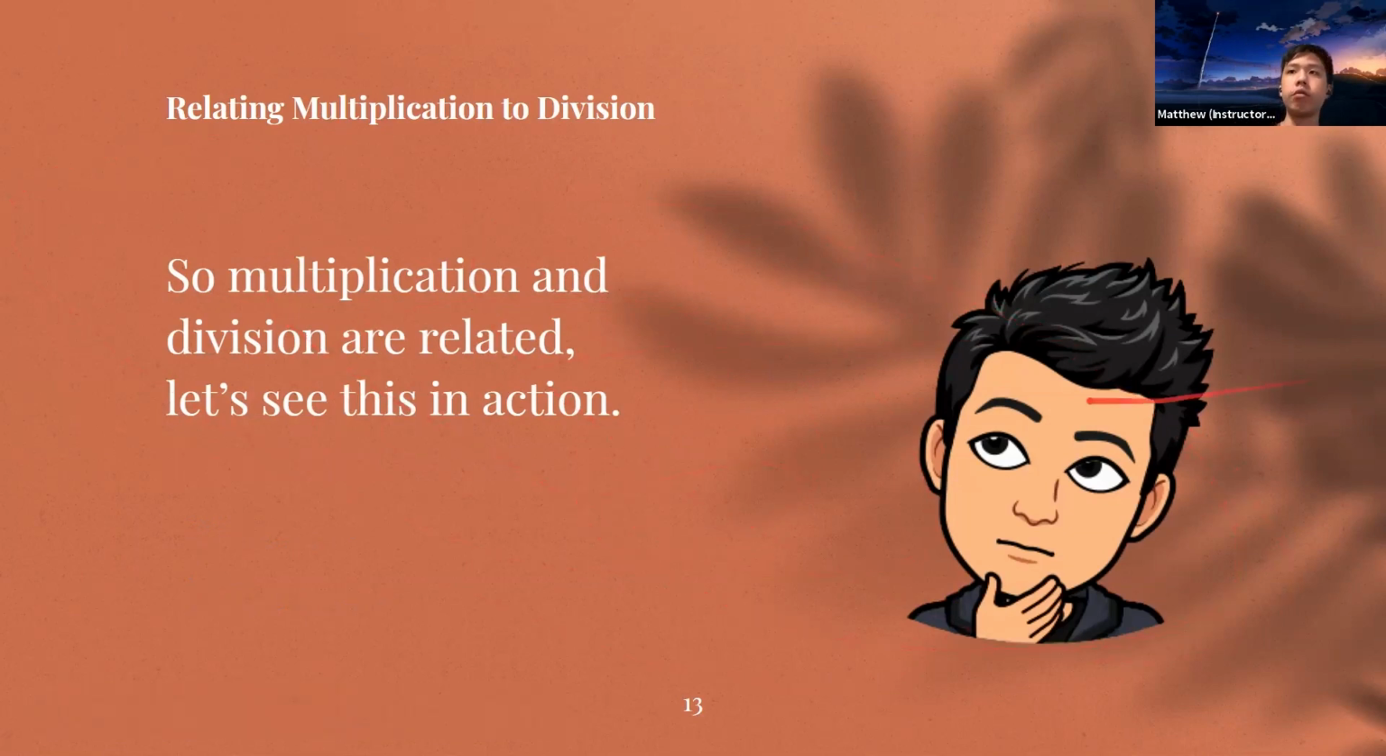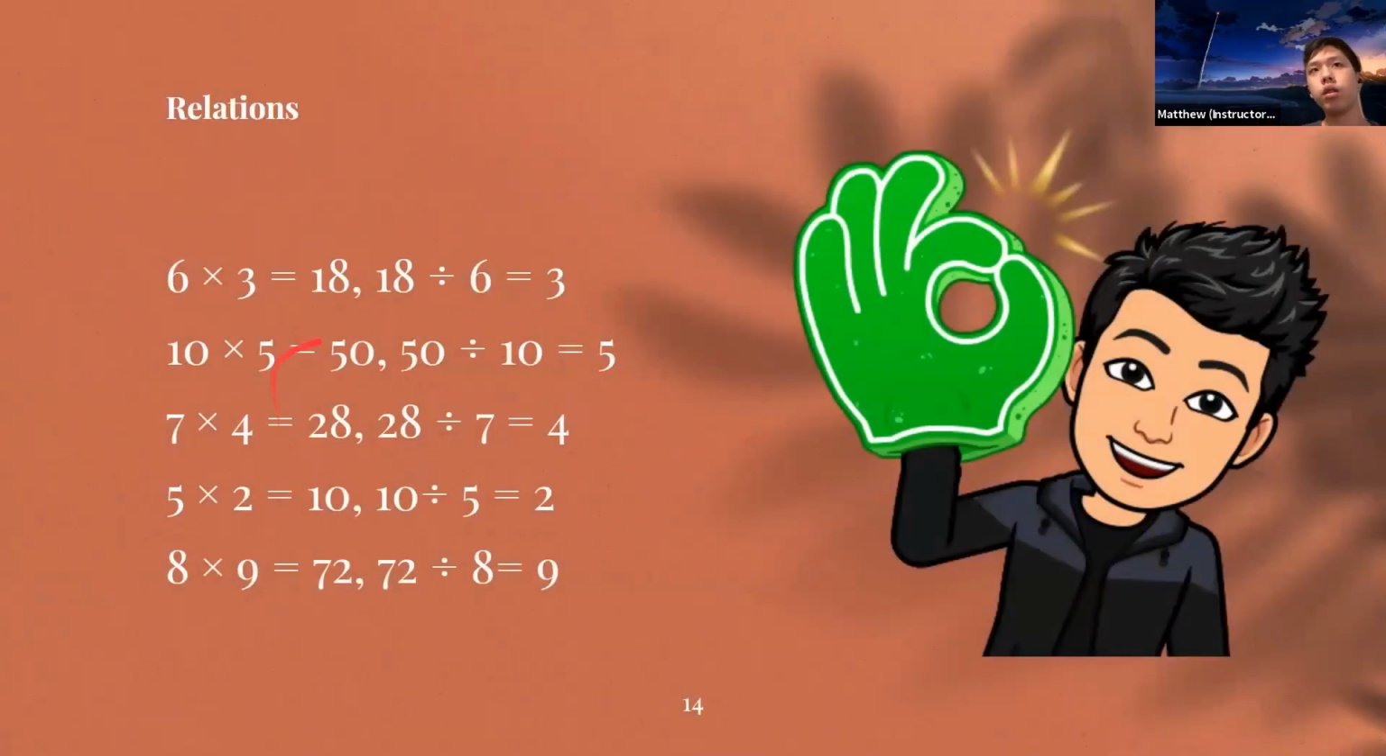So, as I said before, these are related. For example, they're related by, 6 times 2 is 18, but 18 divided by 6 is 3. 10 times 5 is 50, but 50 divided by 10 is also 5. So, a way to visualize it is, let's take these 2 numbers, so we'd have these 2, these 2, these 2, makes a triangle.